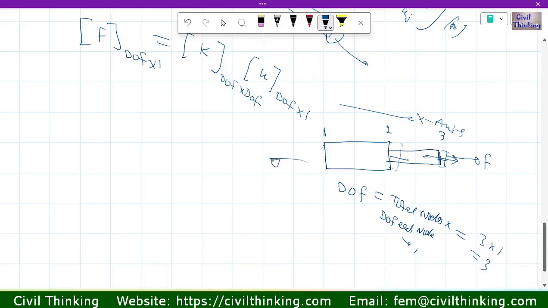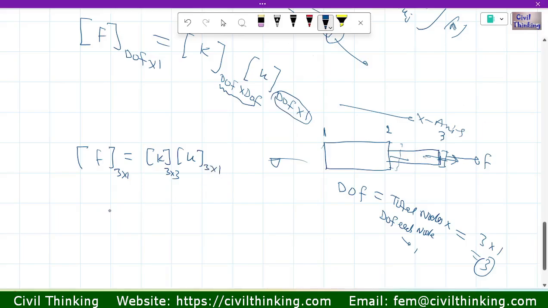Now when you write the stiffness equation, the F matrix is equal to K times U, right. So the order of F, the force or load matrix or load vector, is going to be what? The total degree of freedom is 3, so it is going to be 3 cross 1. Here it is degree of freedom times degree of freedom, so the order of the stiffness matrix is going to be 3 cross 3. And for the deformation or deflection matrix, the order is degree of freedom times 1, so it is going to be 3 cross 1.